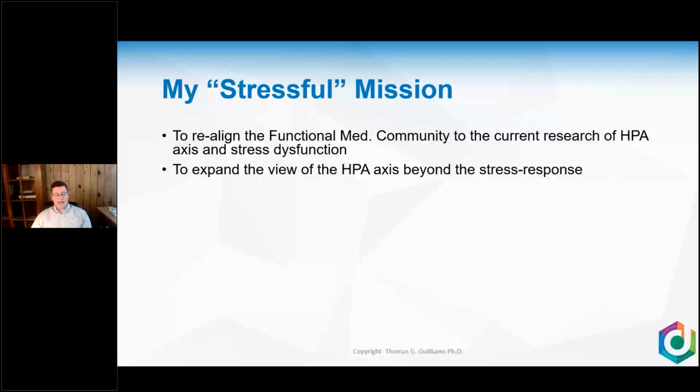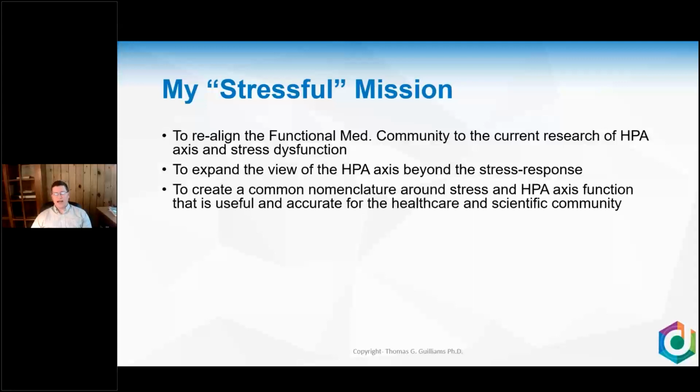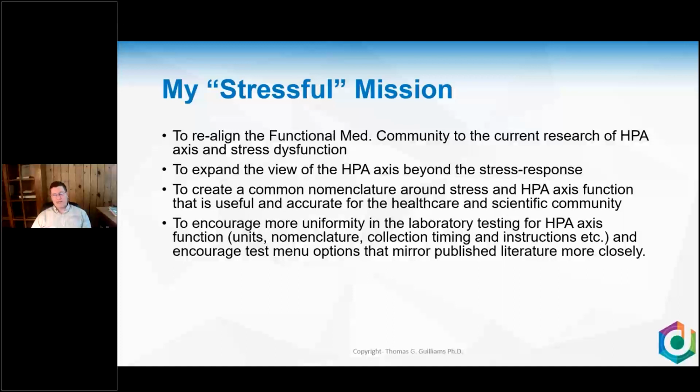I really have been spending a lot of time trying to expand the view of the HPA-axis beyond the stress response. We will talk a little bit today about the circadian control of biology, to create a common nomenclature around stress and HPA-axis function that's useful and accurate for the healthcare and scientific community. I'm sure Mark and others have hopefully beat into your head the idea that adrenal fatigue, pregnenolone steal, and some of these things are problematic. I know we did a podcast about that as well. You should watch that, and you can get a history of where that came from and us dealing with those terms, which are still around.